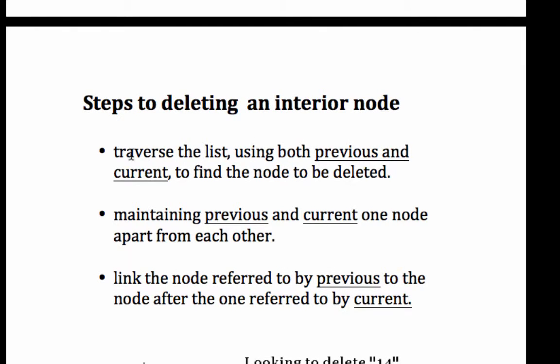So the first step is to traverse the list, okay, to find the node that we want to delete. Again, most of the time we're given a value, so we need to determine whether or not the value is there. And if it is, where, right? So we're going to use previous and current to do that. And remember, we're going to use previous and current from the very beginning, traversing the list, inspecting one node at a time, looking for a match. Previous and current are going to be exactly one node apart from each other.